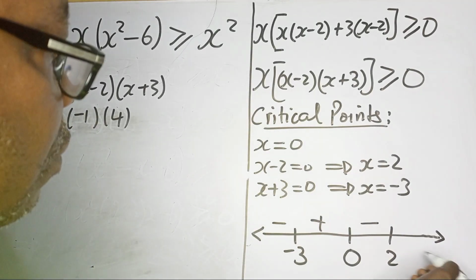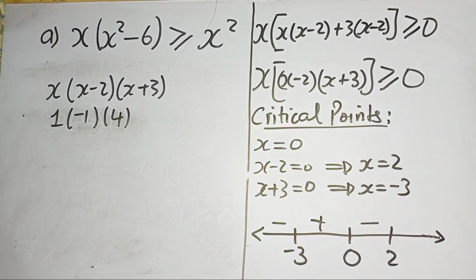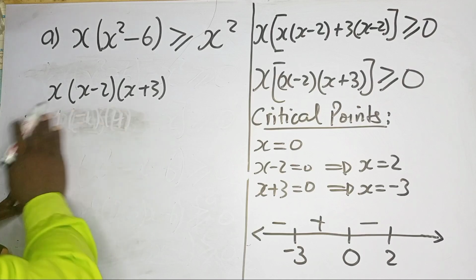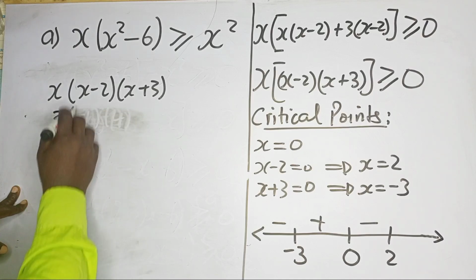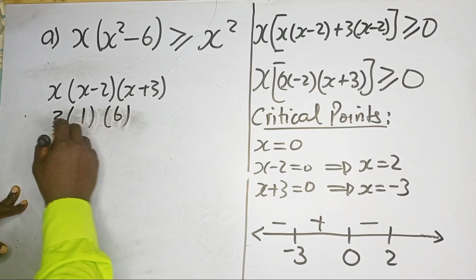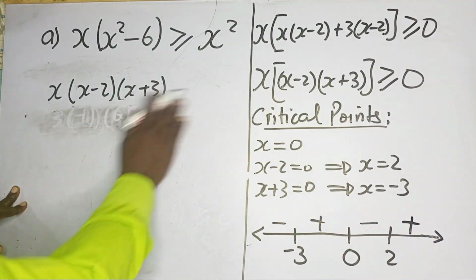We take a value in this zone, +3 or +4, +5. Any number greater than 2 will go. All right, we'll carry out the same analysis. If we take +3, we'll have 3 here. 3 minus 2 is +1. 3 plus 3 is +6. Everything is positive. So the sign there is positive.